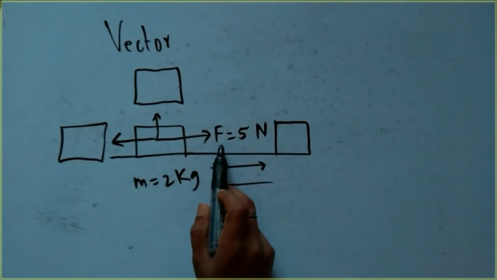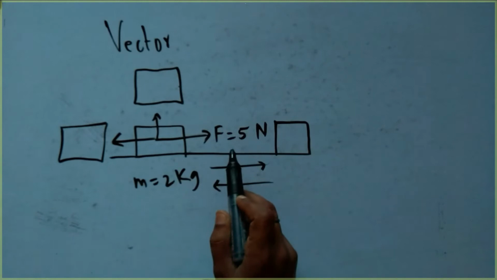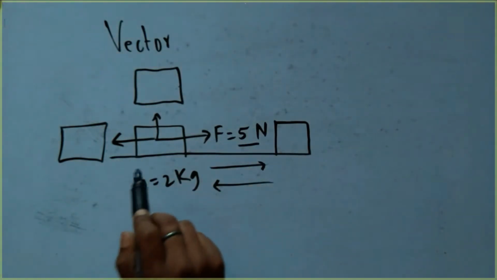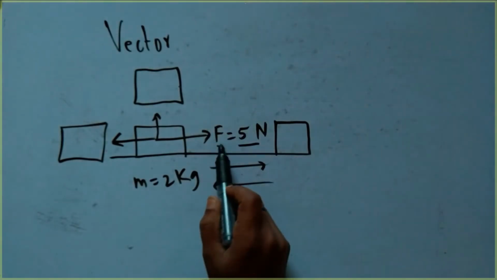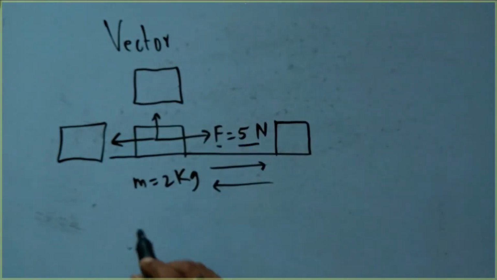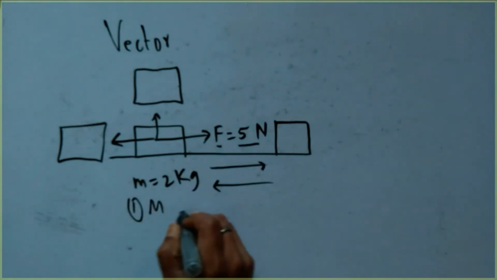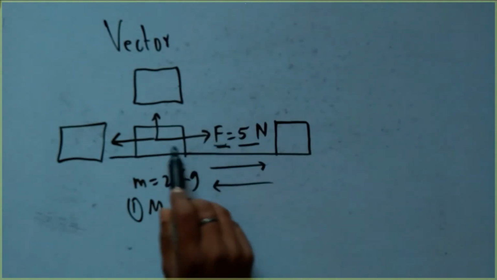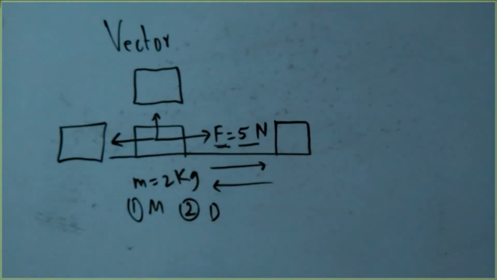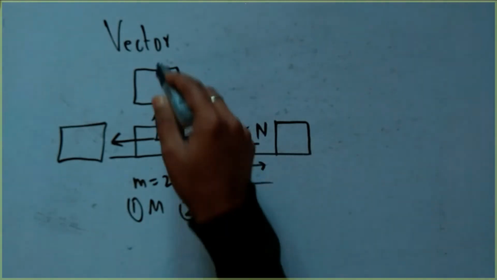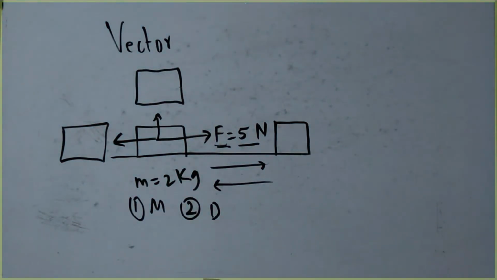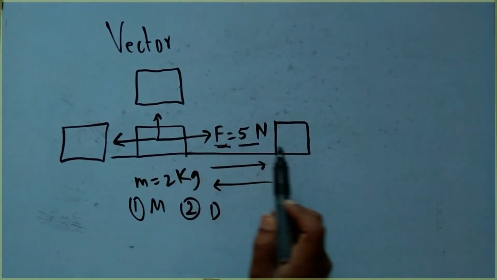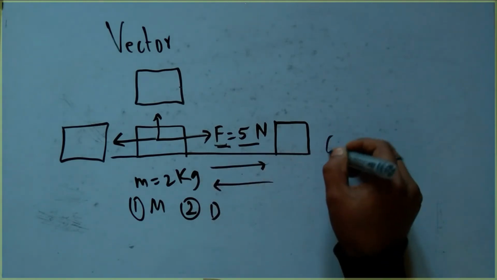When we talk about force, only magnitude is not enough. The direction also plays an important role here. So force is a vector quantity because force needs magnitude and direction. In the direction in which the force is applied, the movement is in the same direction. Here the movement of the block is in a straight line, and the movement being in a straight line, we can call it a displacement.